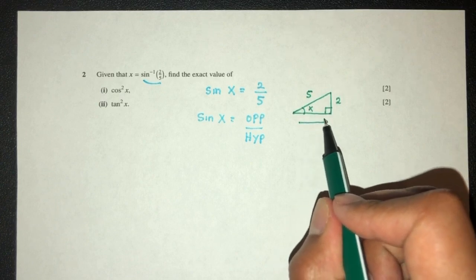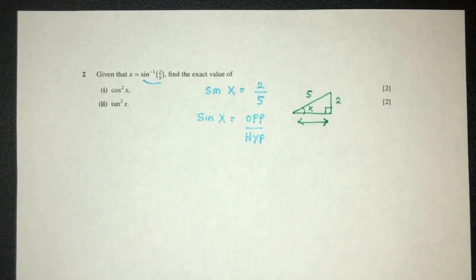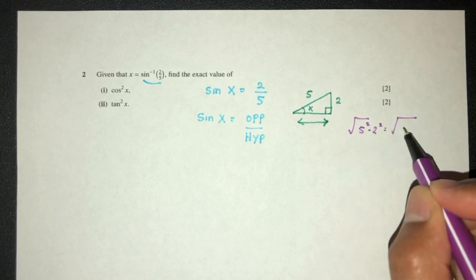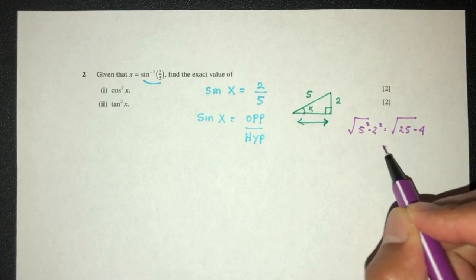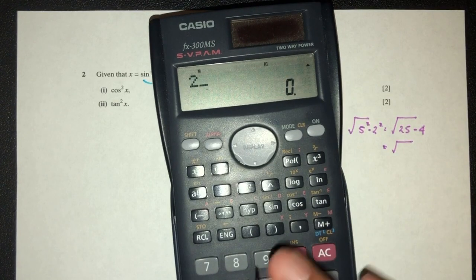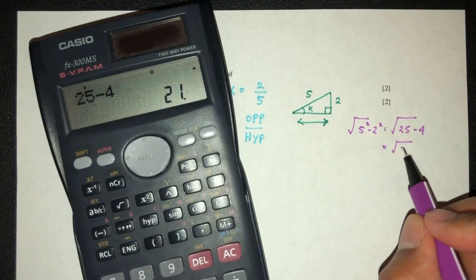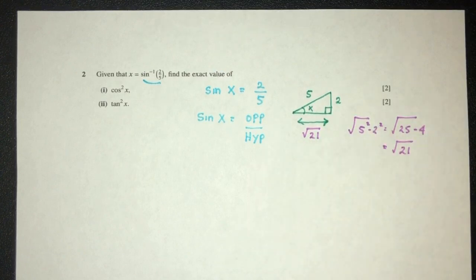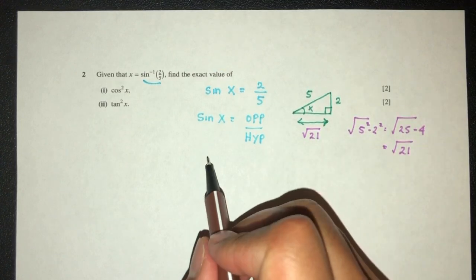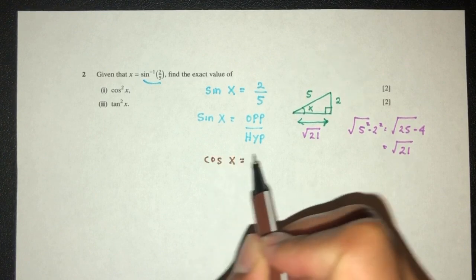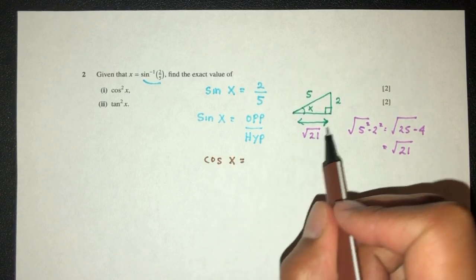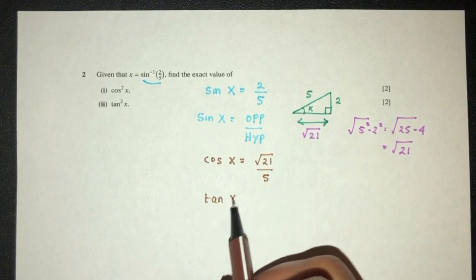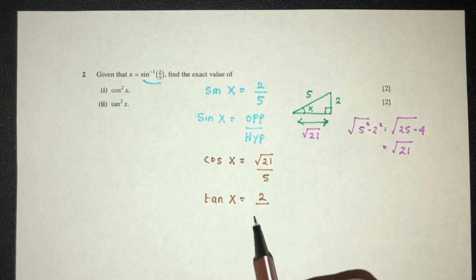So we can find this side by the Pythagoras theorem. That will be root of 5 squared minus 2 squared, 25 minus 4, root of 21, right? 25 minus 4 should be 21. So root of 21 will be this side. Now from this triangle, we can derive the other values that we need. For example, what is cos of x? Cos of x is defined by the adjacent side, which is this one, over the hypotenuse. And what is the tan of x? It should be the opposite side over the adjacent side.